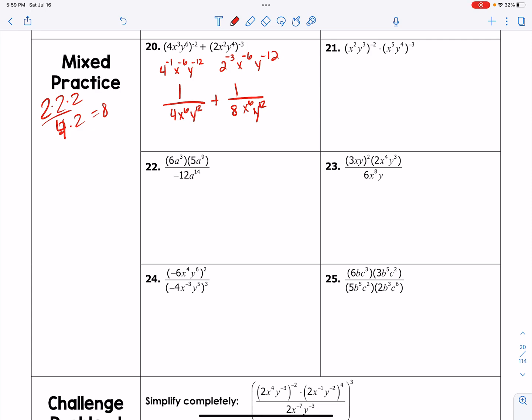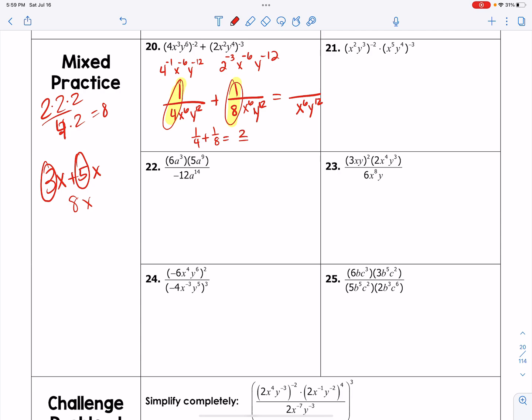This is kind of a tricky question, okay? I do have like terms, so I'm going to rewrite it a little bit. My number in front here is 1/4, and my number in front there is 1/8. And isn't the variable x to the 6th, y to the 12th? So if I had 3x plus 5x, isn't that 8x? Don't you just add the numbers in front and keep the x? So I'm going to add these numbers in front. 1/4 plus 1/8. Well, I'd have to get common denominators. So 2/8 plus 1/8 is 3/8. That is actually the answer to that question.